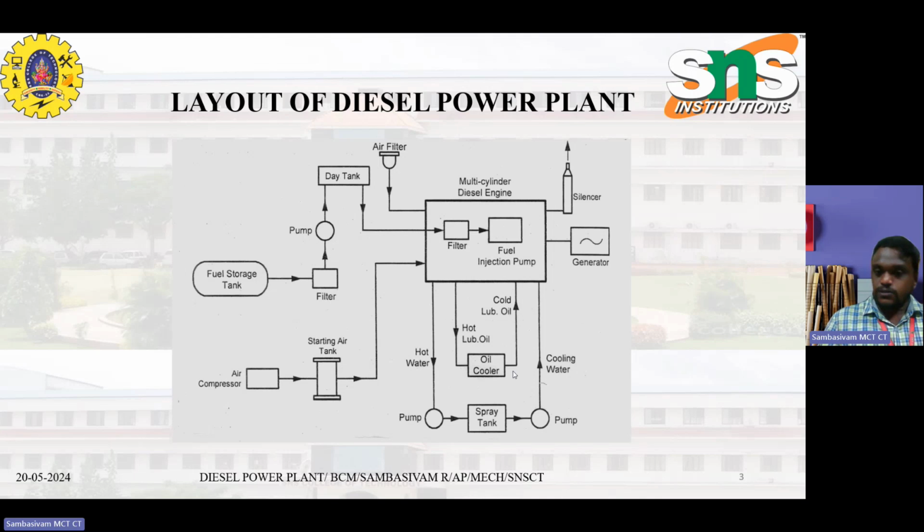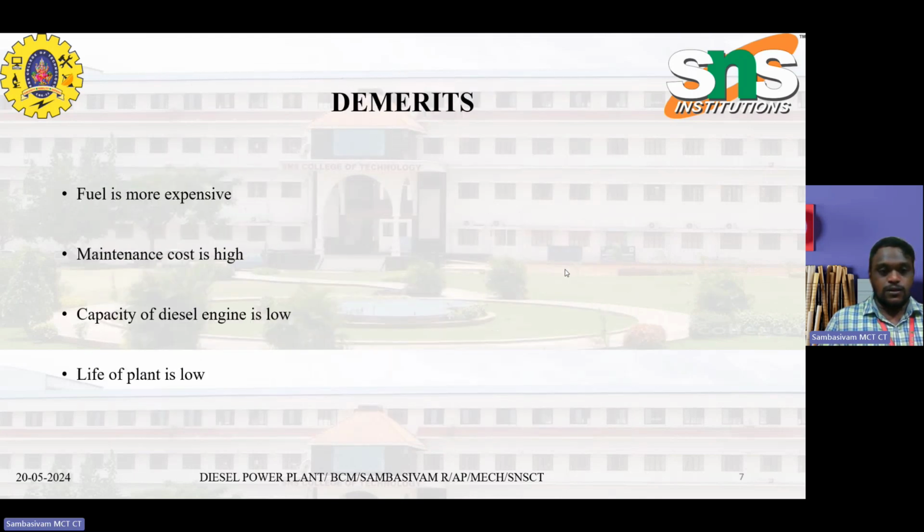The hot oil is sent into the oil cooler where it is cooled and transferred back as cool lubricant oil. Similarly, the hot water is transferred into a spray tank with the help of two pumps. One is for taking hot water and releasing cool water into the multi-cylinder engine, where the exhaust is transferred to a silencer. Similarly, the generator is used to produce the power.